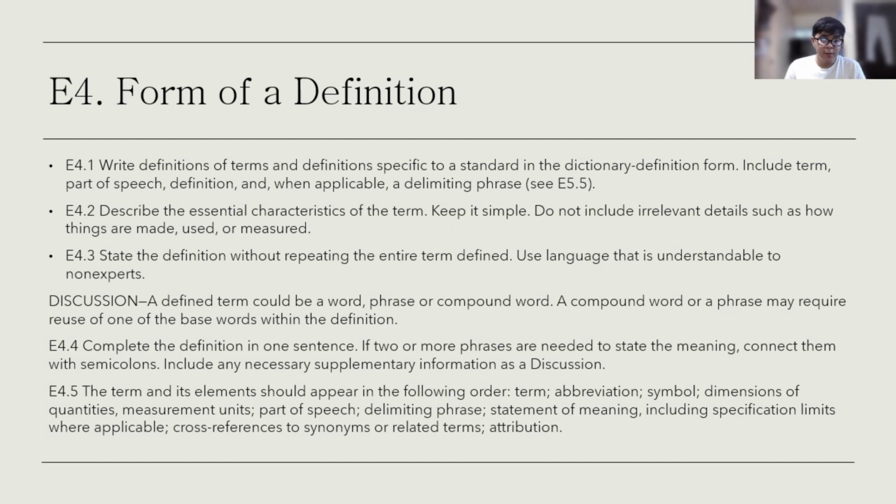Discussion. A defined term could be a word, phrase, or compound word. A compound word or a phrase may require the use of one of those base words within the definition. Complete the definition in one sentence. If two or more phrases are needed to state the meaning, connect them with semicolons. Include any necessary supplementary information as discussion. The term and its elements should appear in the following order: term, abbreviation, symbol, dimensions of quantities, measurement units, parts of speech, delimiting phrase, statement of meaning, including specification limits, where applicable, cross-reference to synonyms or related terms, attribution.